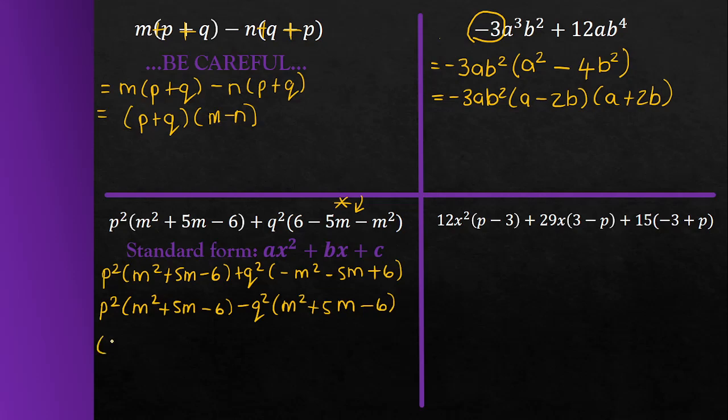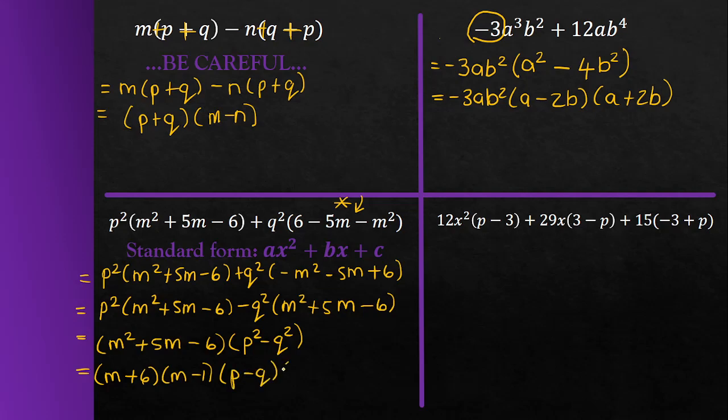And all of these signs are going to change. Now my brackets are exactly the same. So I've got m squared plus 5m minus 6. This is grouping. P squared minus q squared. And I could probably factorize these further. M plus 6, m minus 1. That's a trinomial being factorized. And this is dots. Big fat gold star, guys, if you got that one right.